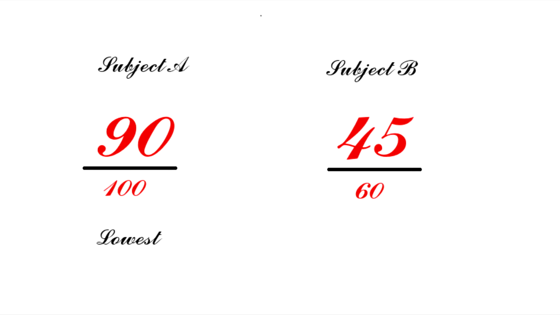Is the score of 90 in one subject better than the score of 45 in another subject? You're correct. That depends on the total number of items. With a score of 90 over 100 and a score of 45 over 60, which one do you prefer? If with a score of 90 you are the lowest, and with a score of 45 you are the highest. From this, you can conclude that the score must show how you performed compared to the rest of the examinees.